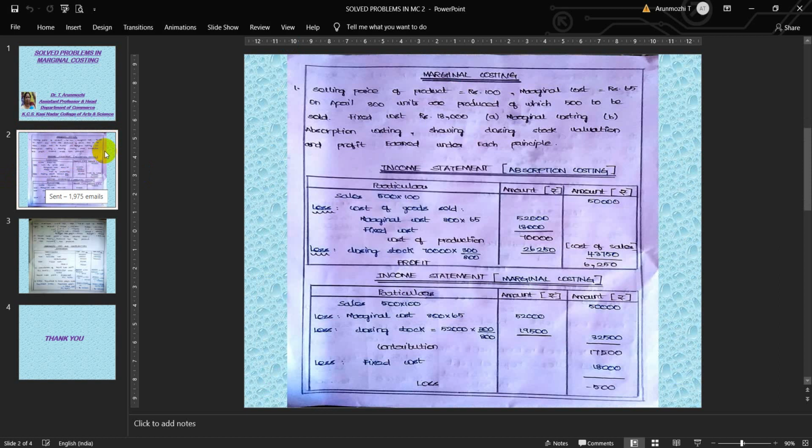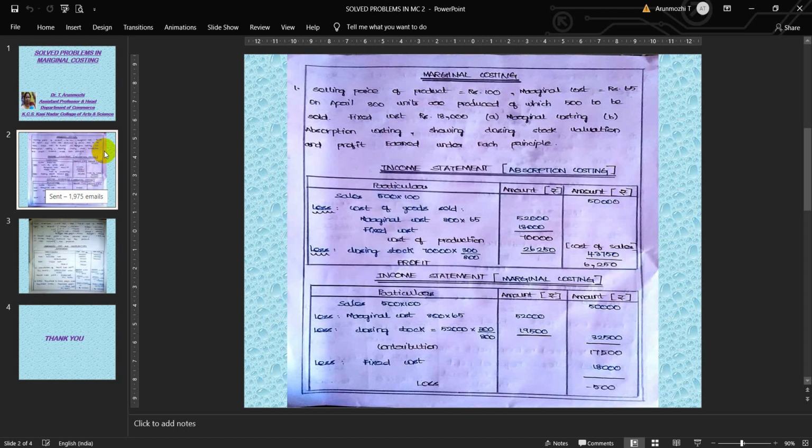Selling price of a product is 100 and the marginal cost is 65. During the month of April, 800 units were produced, of which 500 were sold. There was no opening stock at the commencement of the month. Fixed costs amounted to rupees 18,000. Provide a statement using marginal costing and absorption costing, showing the closing stock valuation and the profit earned under each principle. Now we start with the income statement for absorption costing.